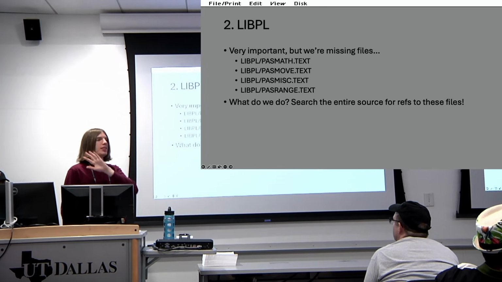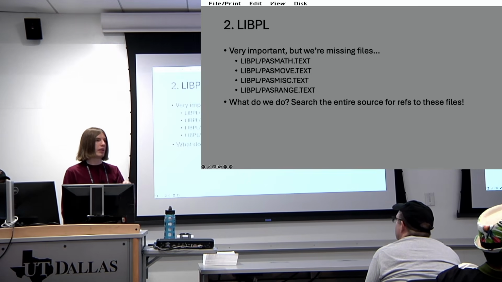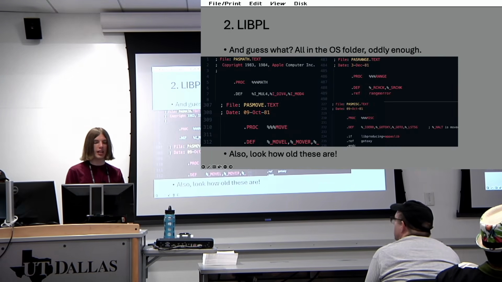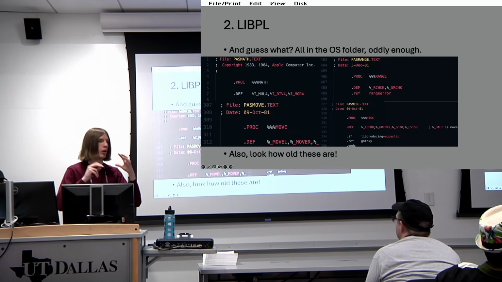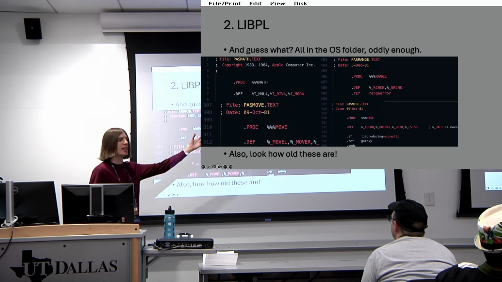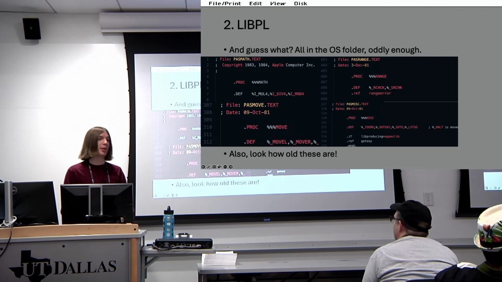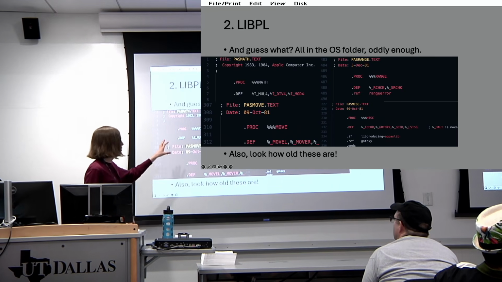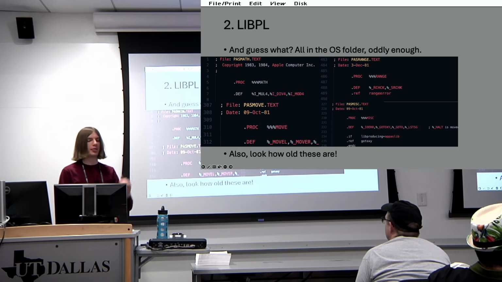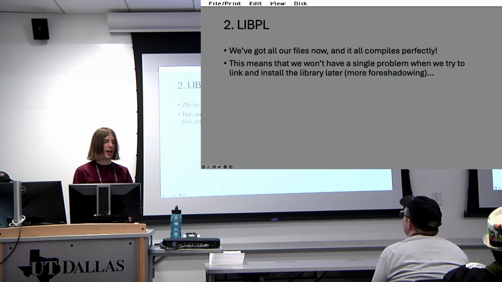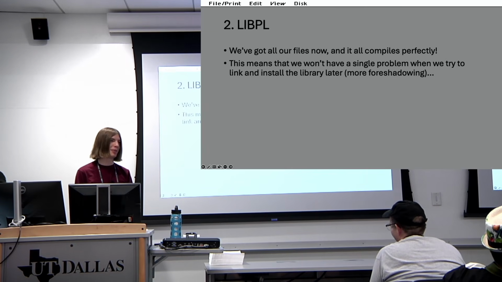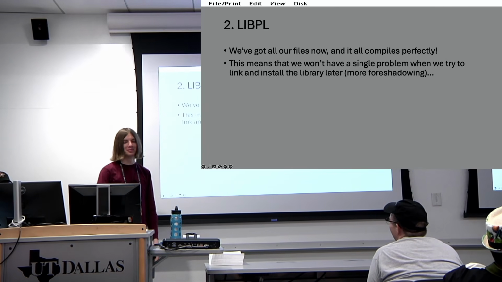Well, I searched the entire OS release, all the source code, for references to these files. And luckily, I actually found them. They were hiding in a different directory. They were hiding in the OS directory, where the actual OS source code is. And I was able to extract them. Also, look, some of these are from 1981. These are like ancient, very early in the Lisa's development. But I was able to extract them, get the parts we needed, and move them to the Pascal library directory. And everything compiled, so this means we shouldn't have any problems later on when we try and link it into the Pascal library. Definitely no problems.